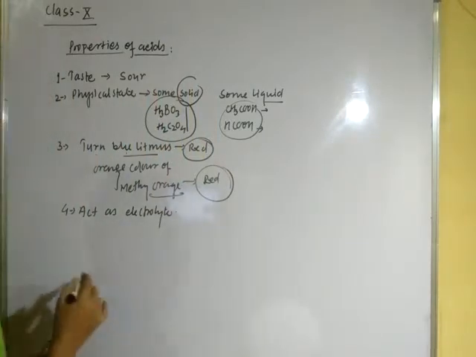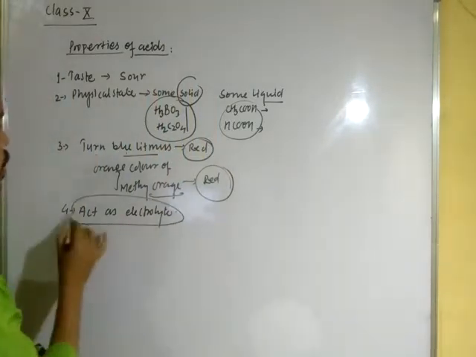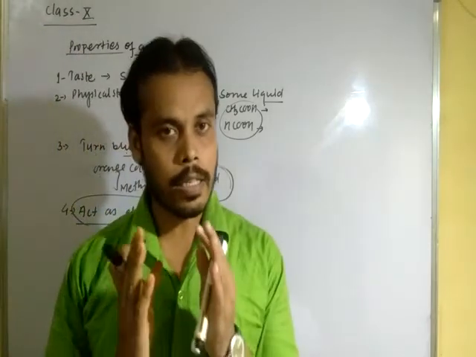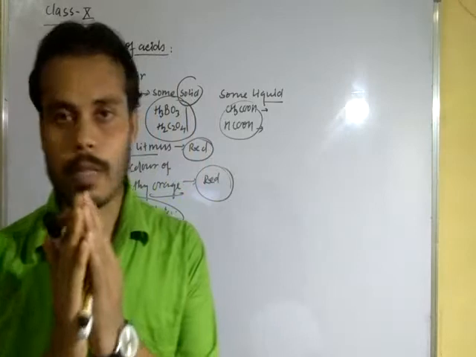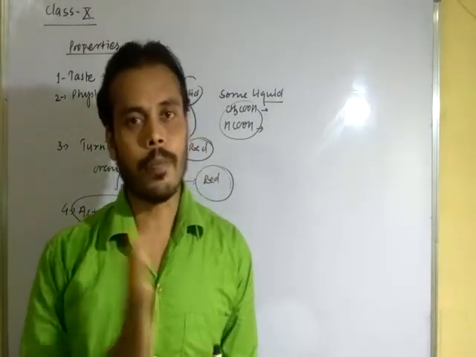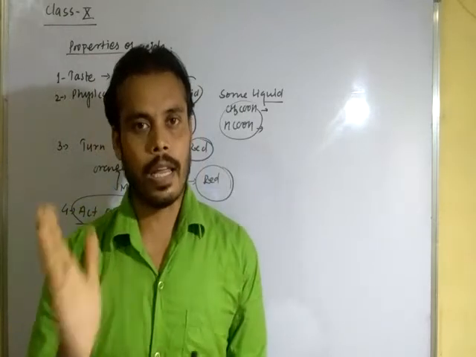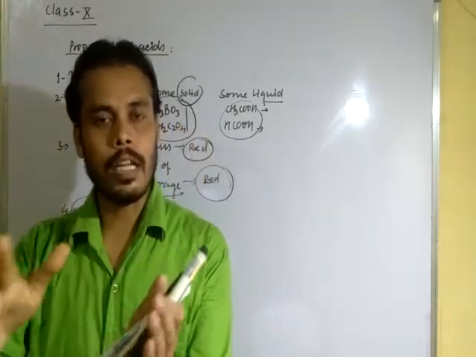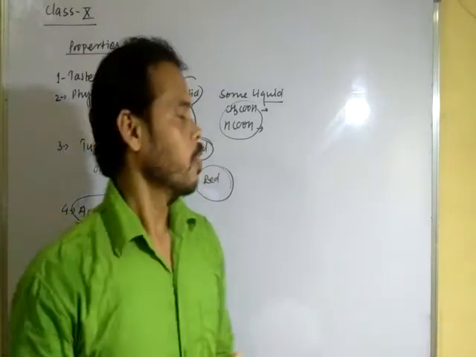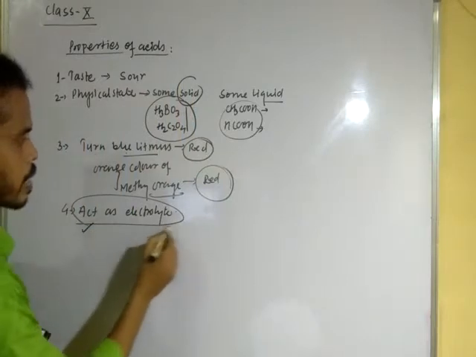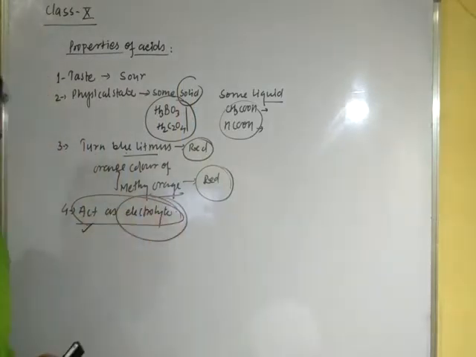Next is: acids act as electrolytes. That means acids conduct electricity in aqueous medium. In aqueous medium, acids break down into cations and anions. Due to the presence of ions, they can conduct electricity. So it is known that acids act as electrolytes.